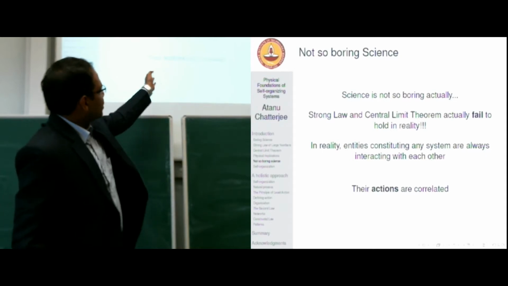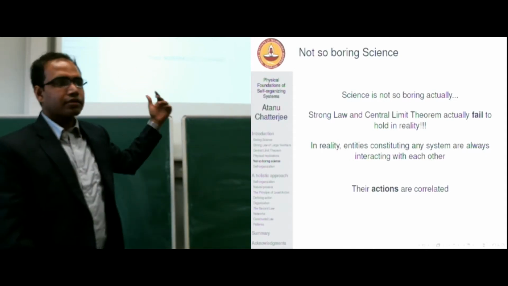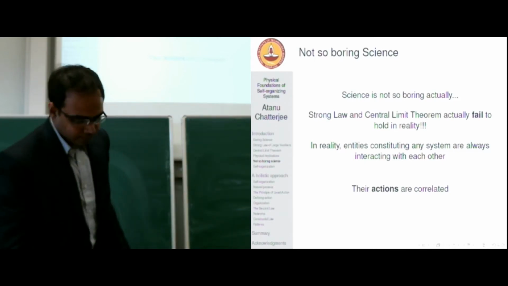So now we come up with this term, the action. We will see what significance this term action has.